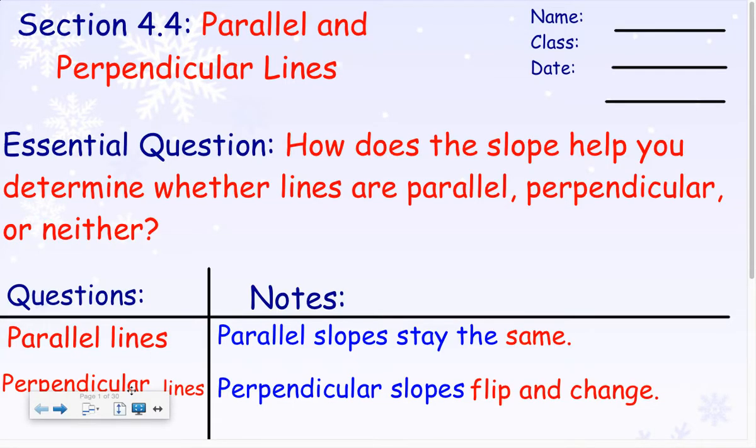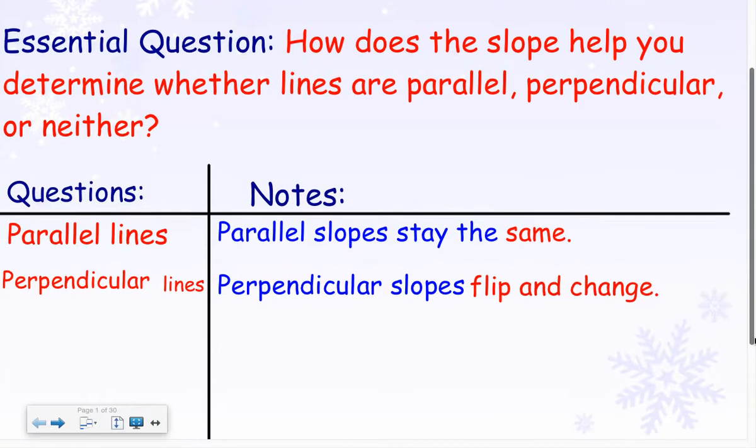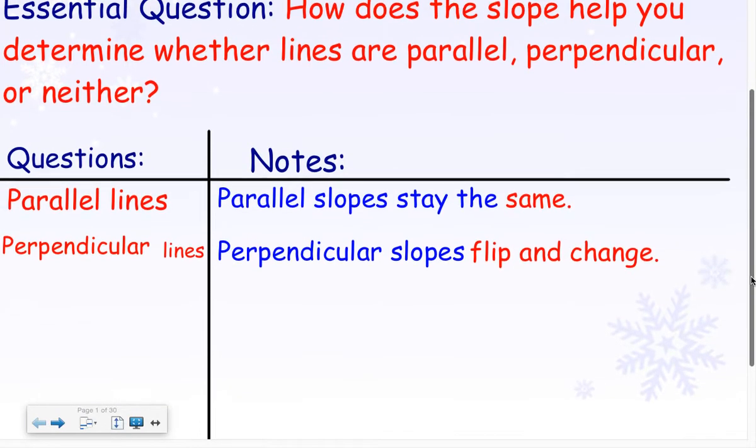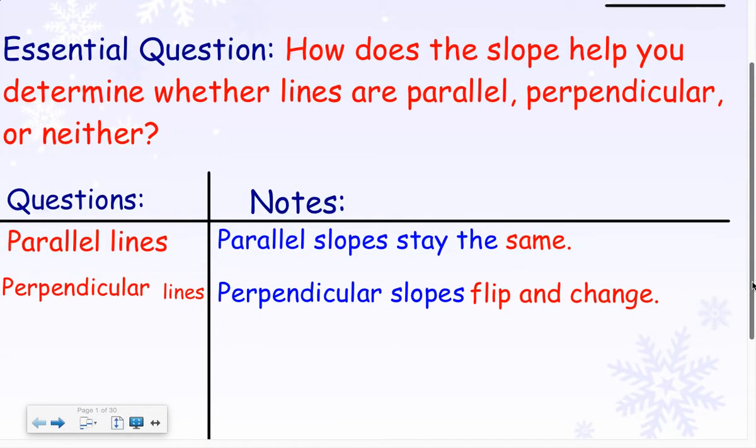Section 4.4, parallel and perpendicular lines. Essential question: How does the slope help you to determine whether lines are parallel, perpendicular, or neither? So when we're looking at parallel and perpendicular lines, you can look at what the graph looks like in order to determine what lines are. But the more accurate way to look at it is to see what their slopes are.